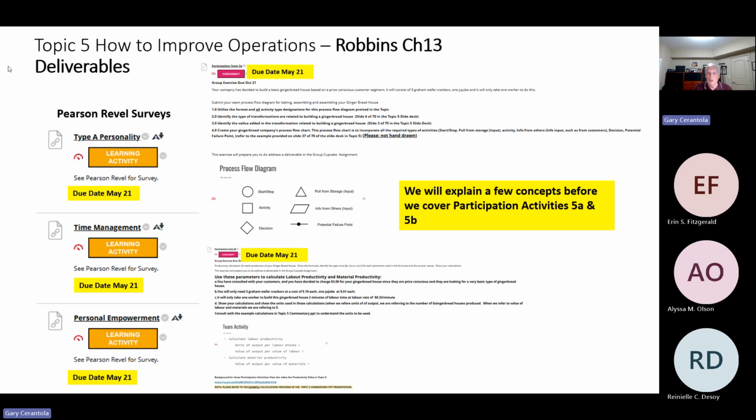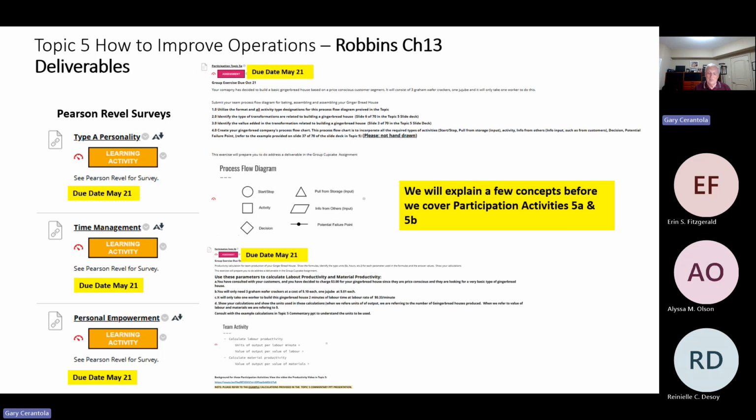Okay, so what's due for topic 5? Well, type A personality survey, person rebels, surveys, time management, personal empowerment, and they're due May 21. And then there are these 2 group exercises that are due May 21 for topic 5. And understand that, you should be looking at Robbins chapter 13 PowerPoint as well to help you do that. And so we're going to cover that, and it's basically creating a flow diagram and answering some questions on 5A, and then calculating labor productivity and material productivity.